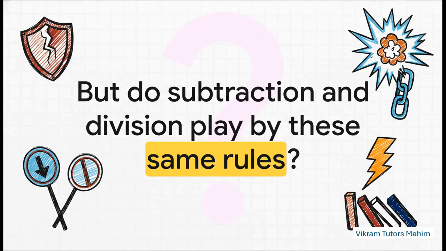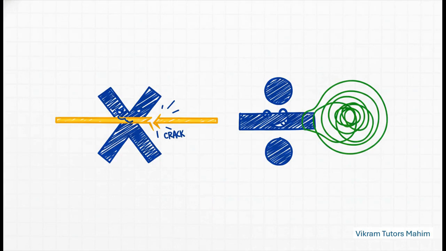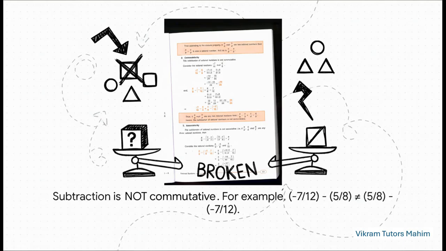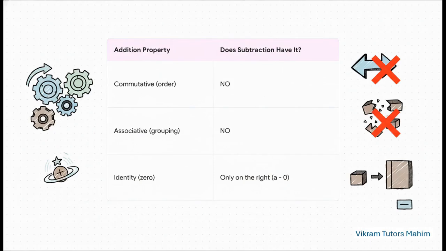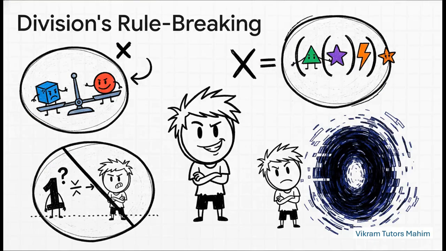But what about their rebellious siblings, subtraction and division? Do they play by the same rules? Yeah, spoiler alert, they absolutely do not. They just break all those nice patterns. Take subtraction. If you flip the order, you get a totally different answer, so no commutativity there. Just look at the comparison. Subtraction is missing all those handy properties that addition has. And division? Oh, it's even more of a rule breaker. Plus, you can't ever divide by 0.